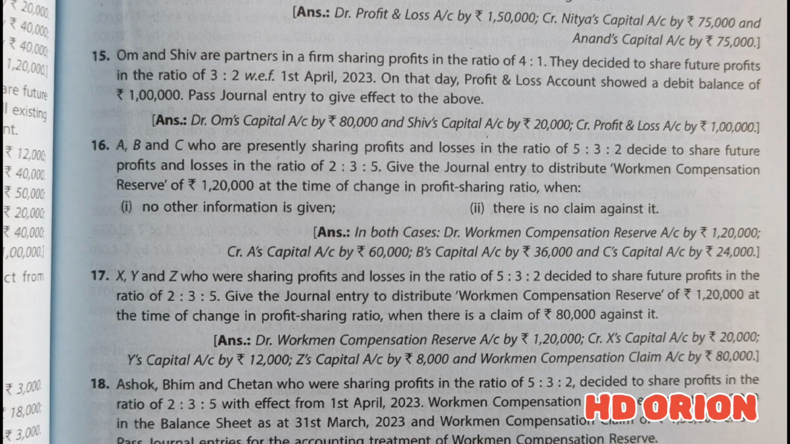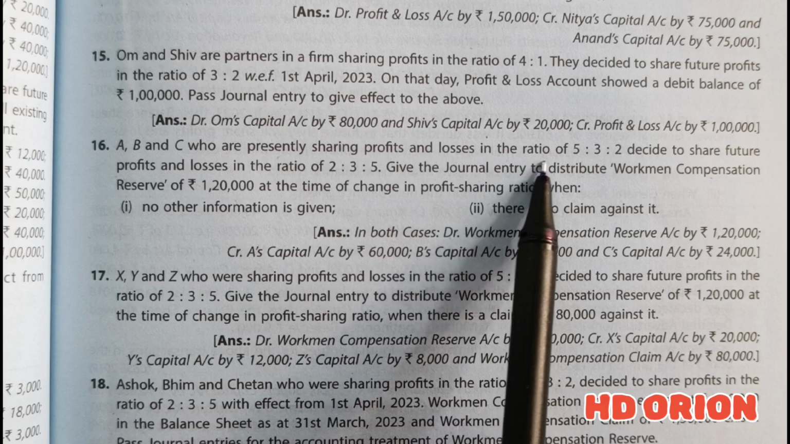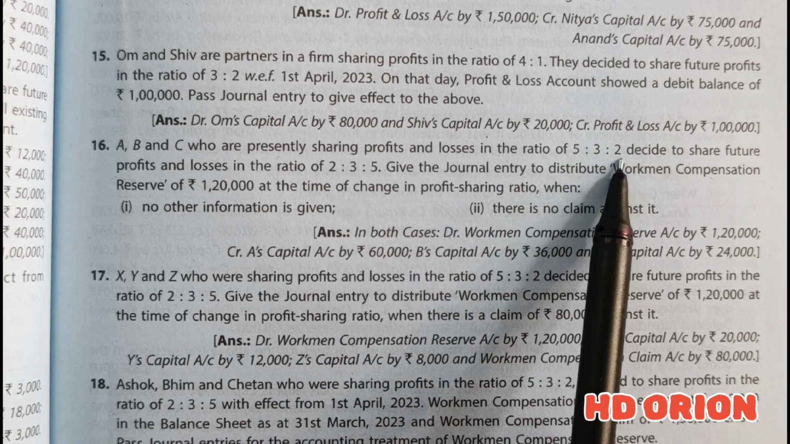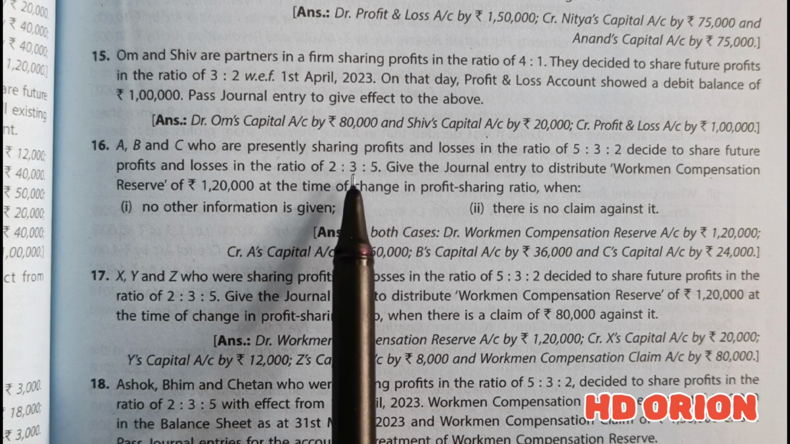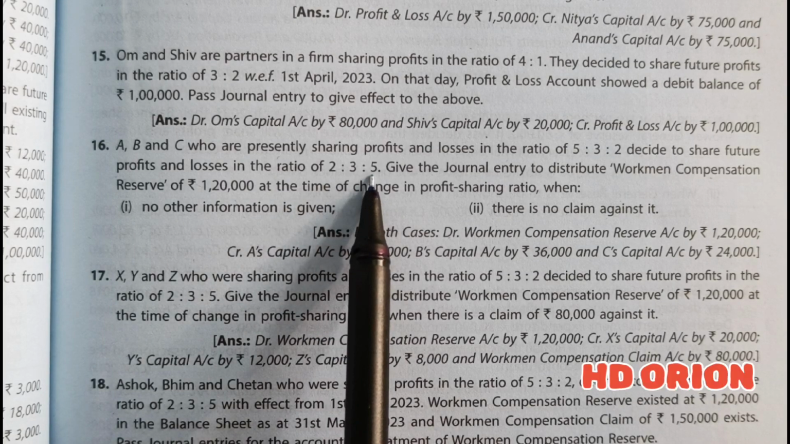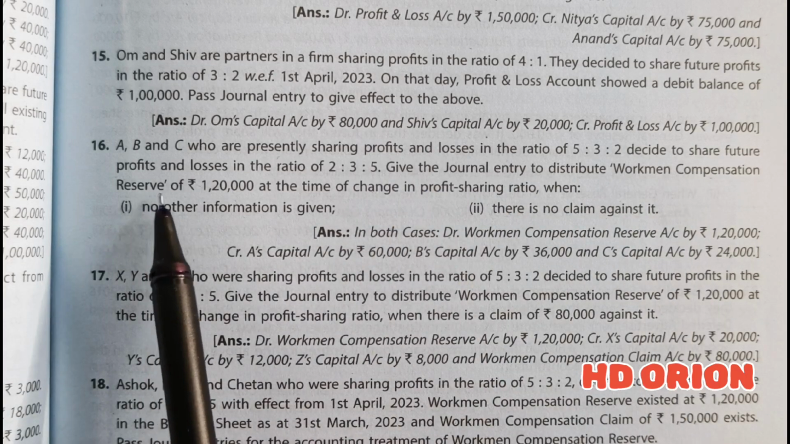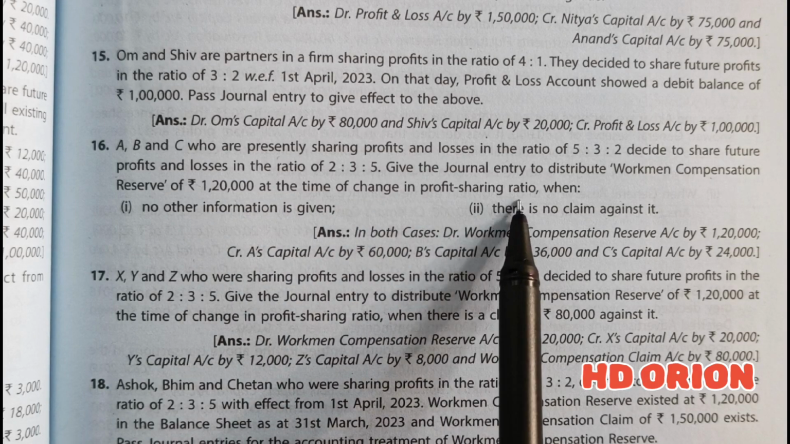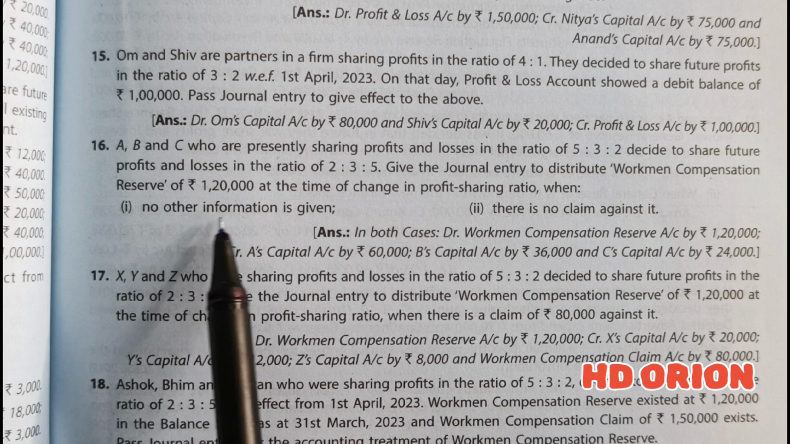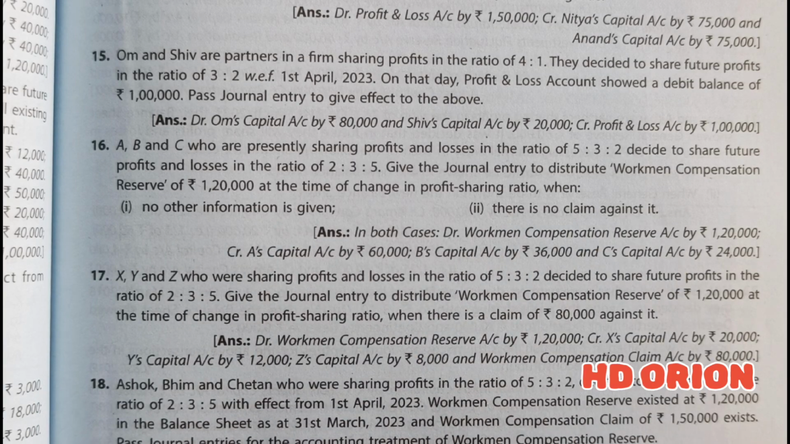Now let us see question number 16. A, B and C, who are presently sharing profits and losses in the ratio of 5:3:2, decide to share future profits and losses in the ratio of 2:3:5. Now, because there is a change in profit sharing ratio, give the journal entry to dissolve workman compensation reserve of rupees 1,20,000 at the time of change in profit sharing ratio when no other information is given and when there is no claim against it.